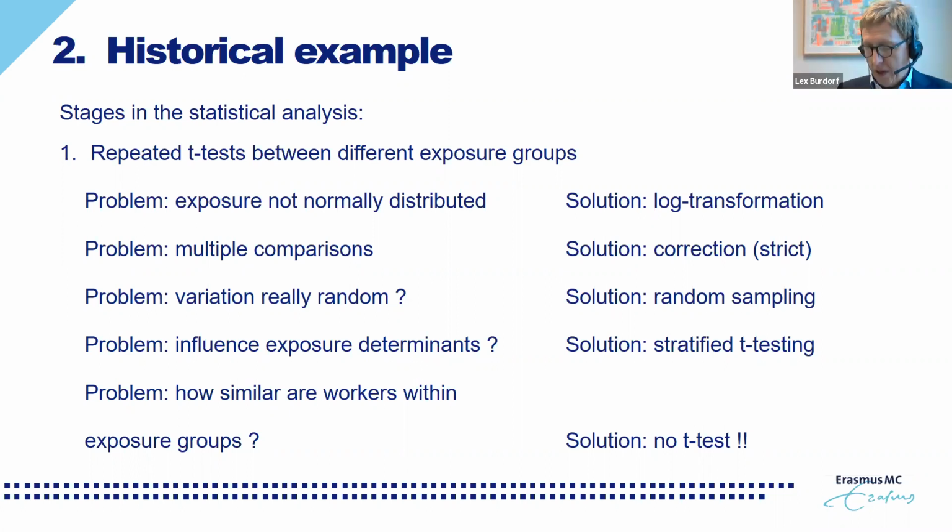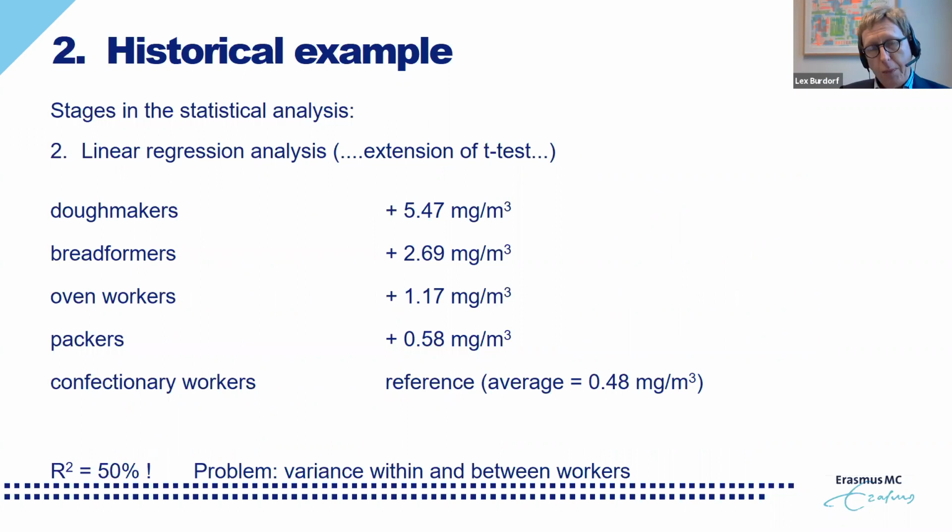We need to identify much better how we are going to analyze the exposures from a statistically correct point of view. And that's where people moved to linear regression analysis. It's basically an extension of the t-tests, and this is the linear regression analysis I did on the data. If you put all the data in your linear regression analysis, you can indeed see that the dough makers have the highest exposure, the bread formers roughly 50%, then again 50% are the oven workers, and then again 50% we have the packers.